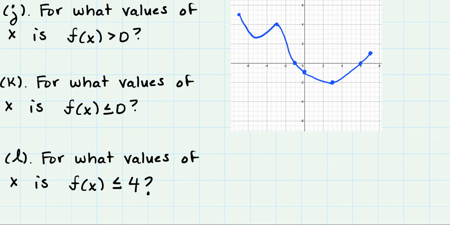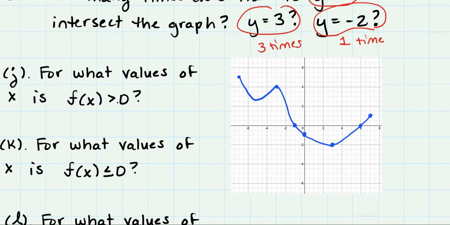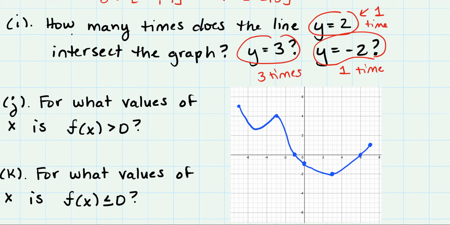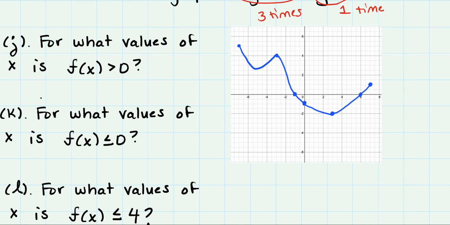We were working on this problem where we were given a graph of a function, as you can see, and we were trying to find some information about it. The last thing we did with this function was figure out how many times the lines y equals 2, y equals 3, and y equals negative 2 intersect the graph. That was part I of the problem. Now let's look at parts J, K, and L.